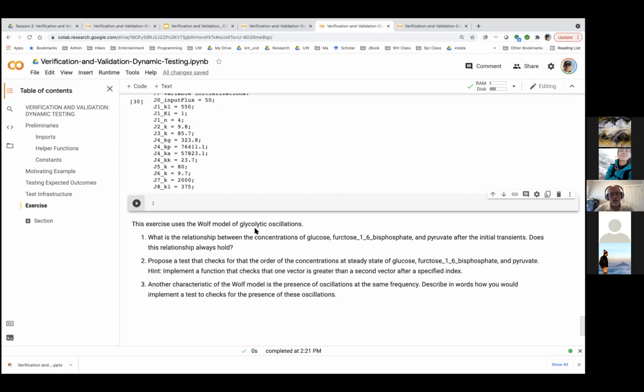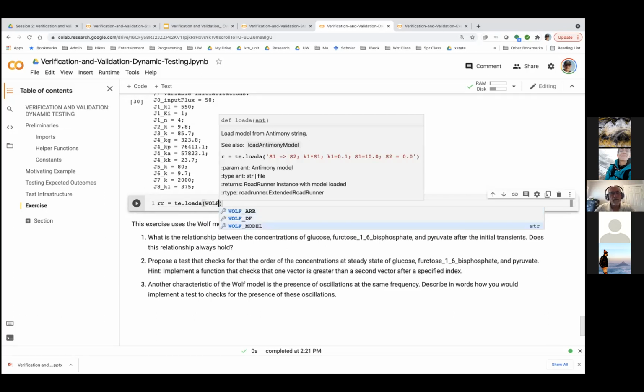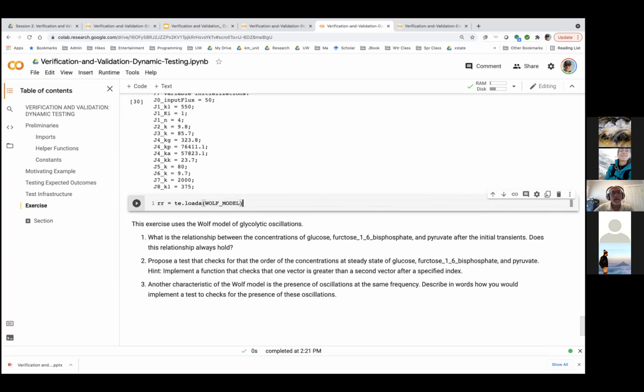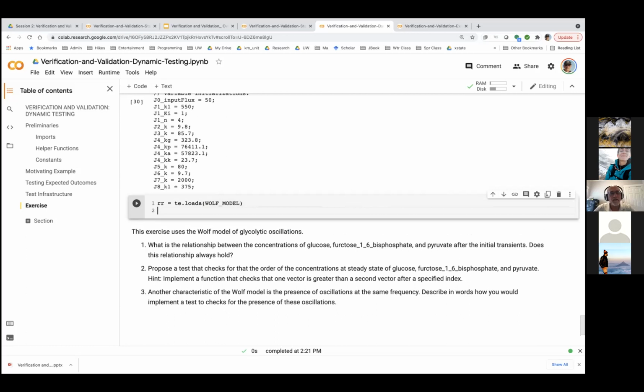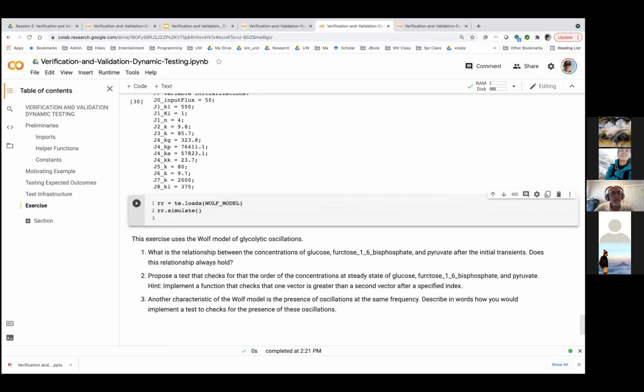So a great starting point is to take a look at the data for the Wolf model itself. If we run the simulation and say TE load the Wolf model, and then do the usual thing, and I learned from Lucien yesterday, I can actually say rr.plot, and that will actually do the right thing.